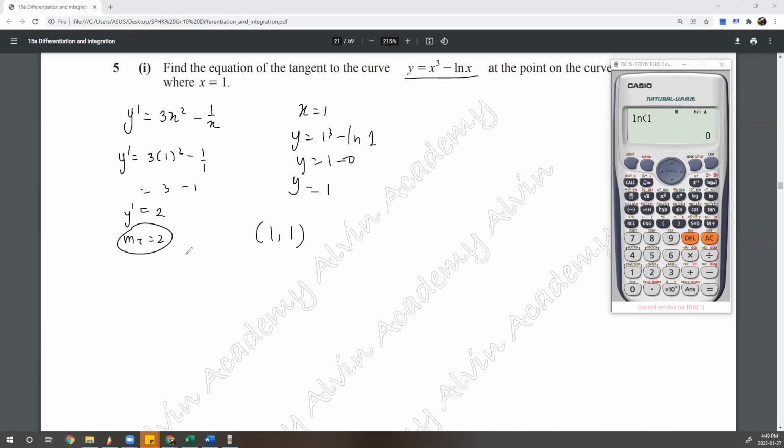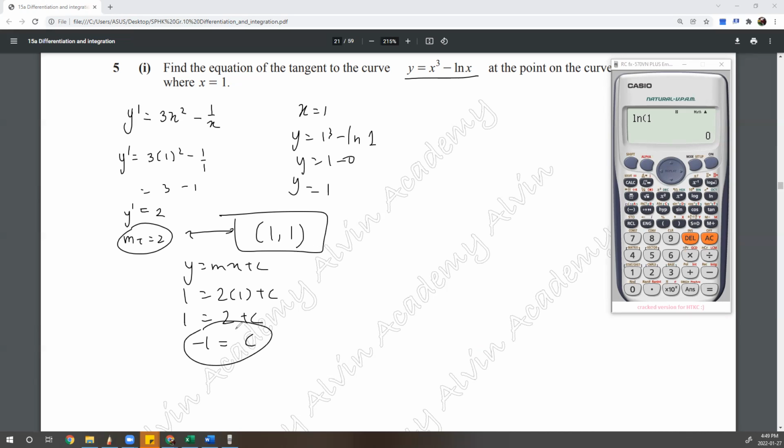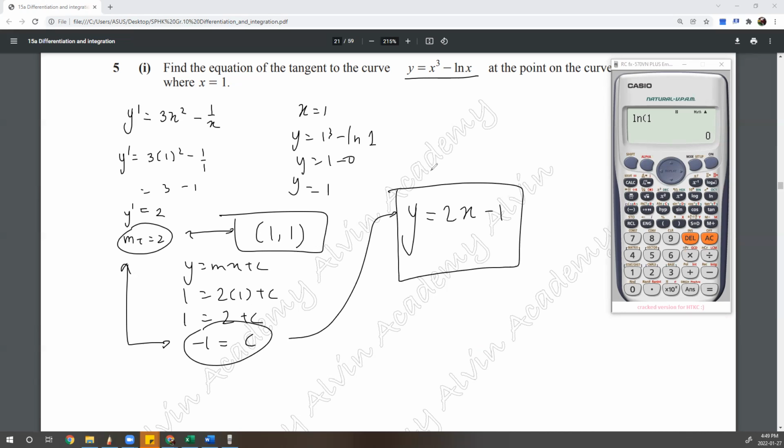The equation for the tangent, okay. Y equals mx plus c, using this rule. Y equals mx plus c. 1 equals 2 times 1 plus c. So 1 equals 2 plus c, right? C equals negative 1. After you get the c, put it back into the original. Y equals 2x minus 1, right? Okay, y equals mx plus c. That's the answer.